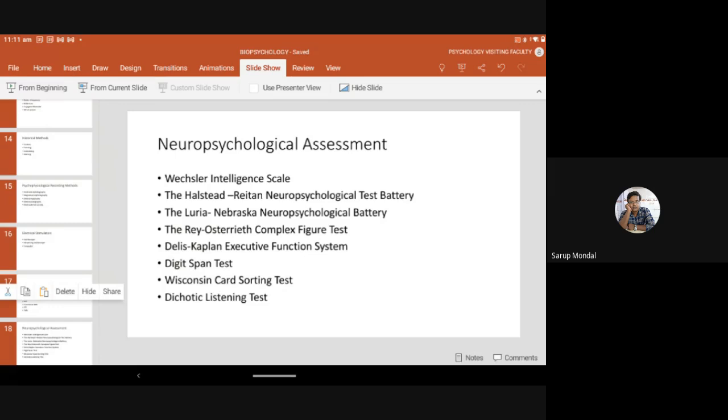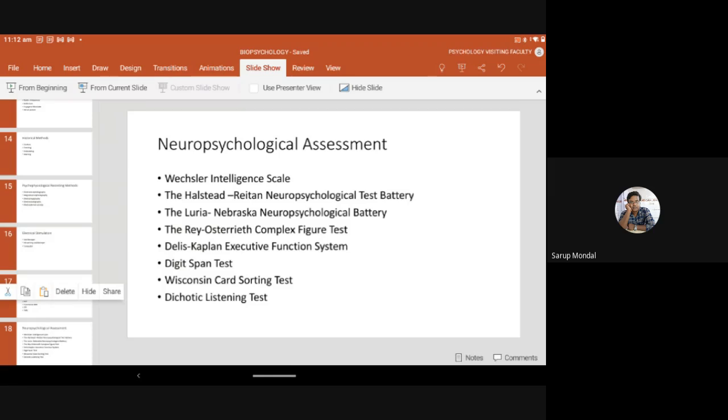Number one is the Wechsler's intelligence scale. It is a very important scale, abbreviated as WAIS-3 for the adult intelligence scale, and WISC-3 for children. There is a particular age limit also. The first version of the intelligence test was known as the Wechsler-Bellevue intelligence scale, published in 1939 by David Wechsler. It is named after him, and measures mainly the intellectual performance of adults.